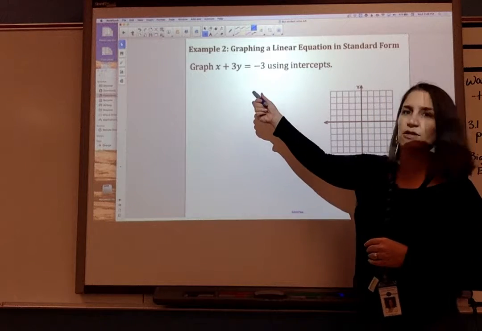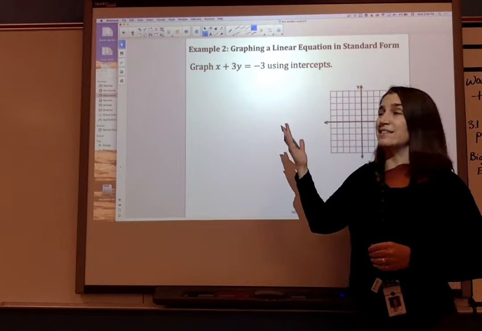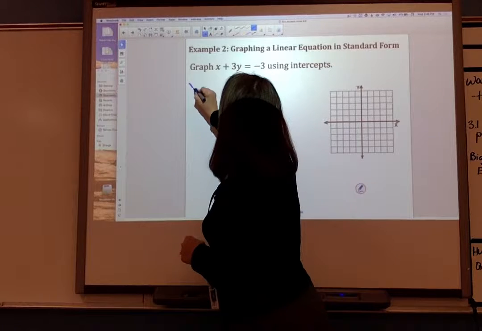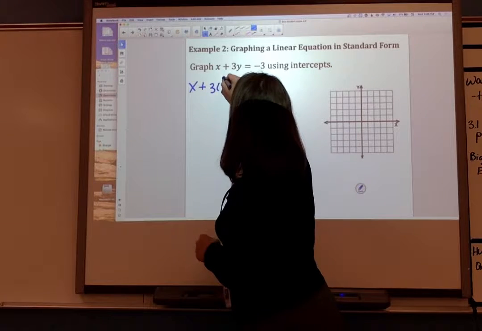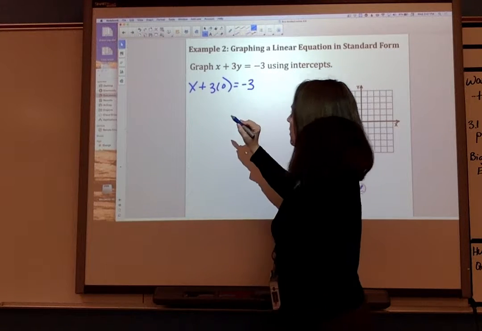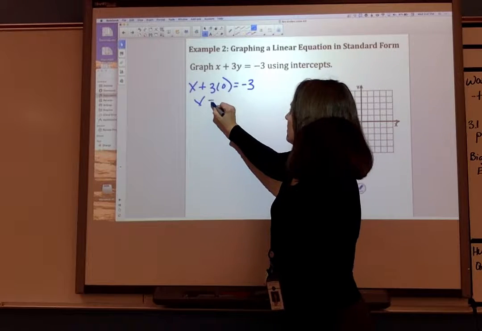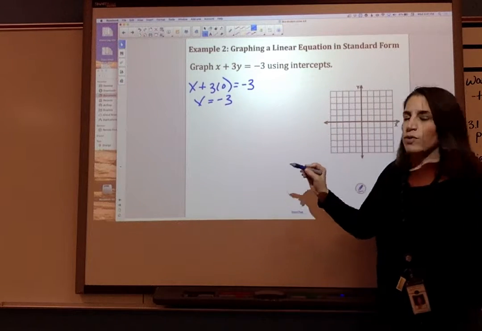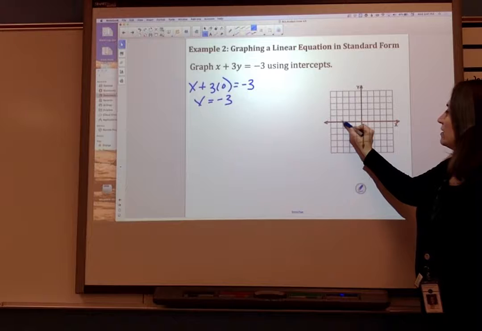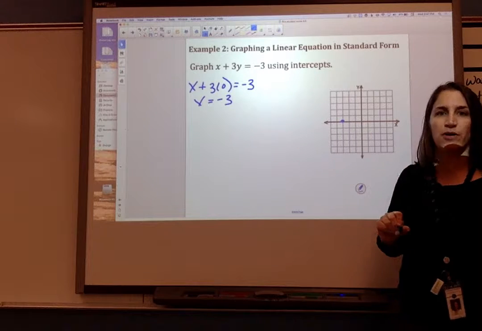So to find the x-intercept, that's the point where y is 0. So we're going to say x plus 3 times 0 equals negative 3. That's x equals negative 3. So the point negative 3, 0 is part of our solution.